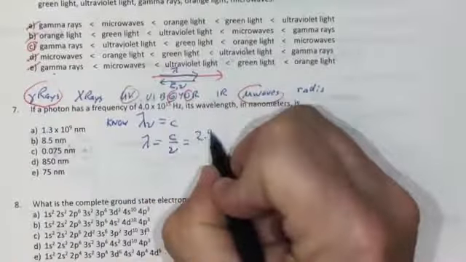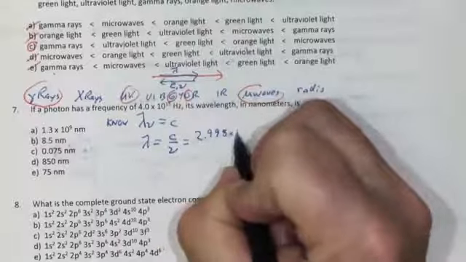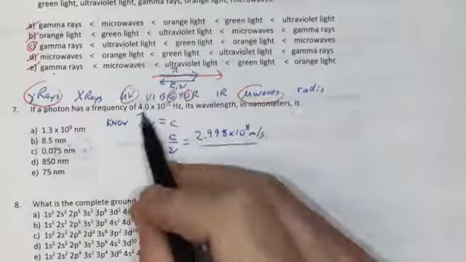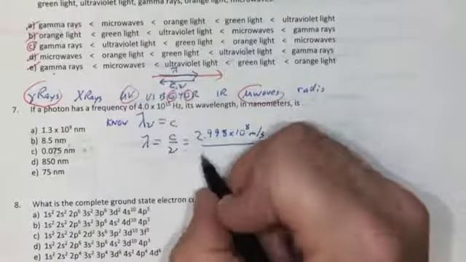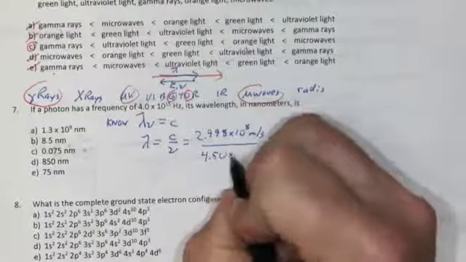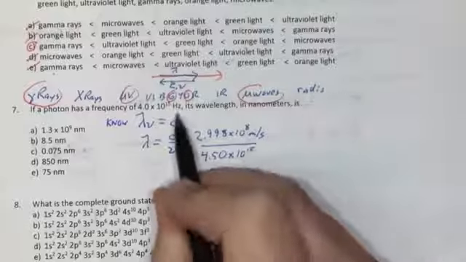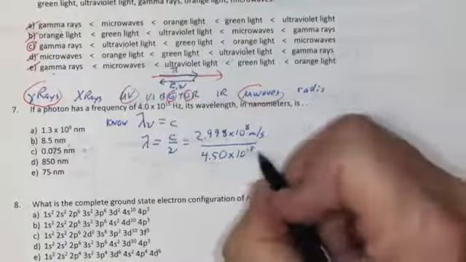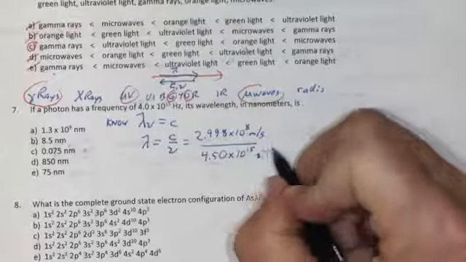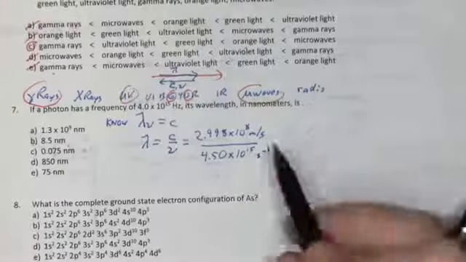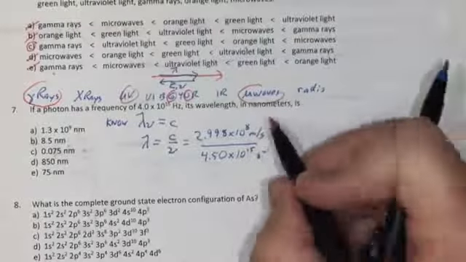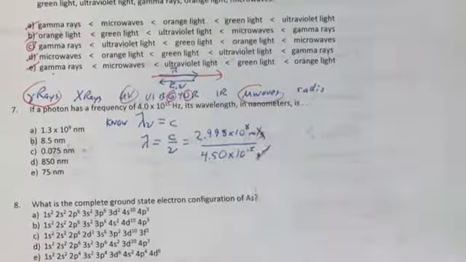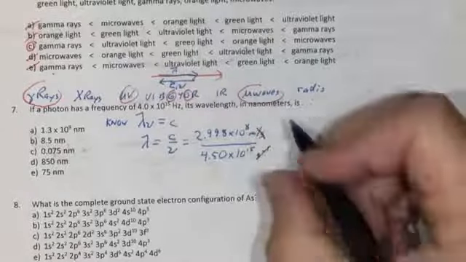C is 2.998 times 10 to the 8th meters per second. The frequency is 4.50 times 10 to the 15th hertz. Now, I'm not going to write hertz. What is another way to say hertz? Another way to say hertz is seconds to the minus 1. So up here I have seconds to the minus 1, and here I have seconds to the minus 1. They cancel out. And that leaves it in units of meters, which is the appropriate unit for wavelength.